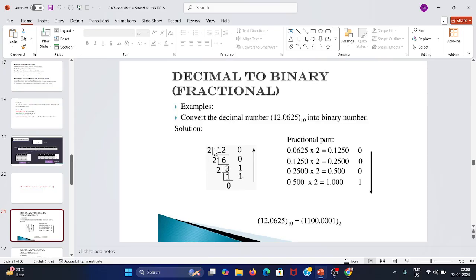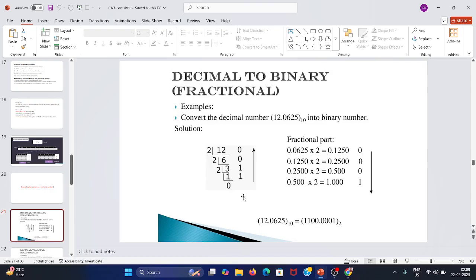So what is happening here? 2 6s are 12, so it's 0. They have written this 0 on the upper part; you can write it in the lower part also. 3 2s are 6, so the remainder is 0. After that 2 1s are 2, so the remainder is 1. After that, 2 zeros are 0, so 1 minus 0 means the remainder is 1. Ultimately there will be 0. So you are just dividing it.